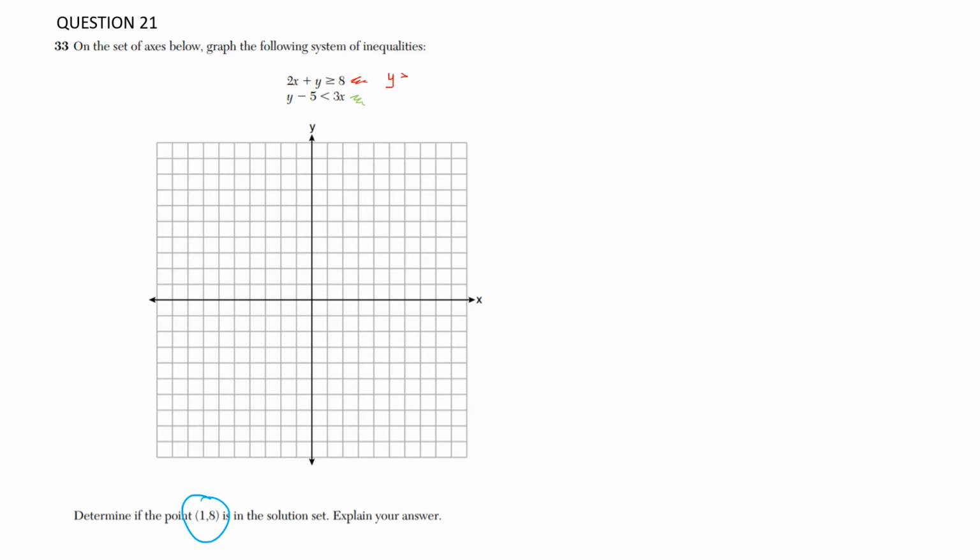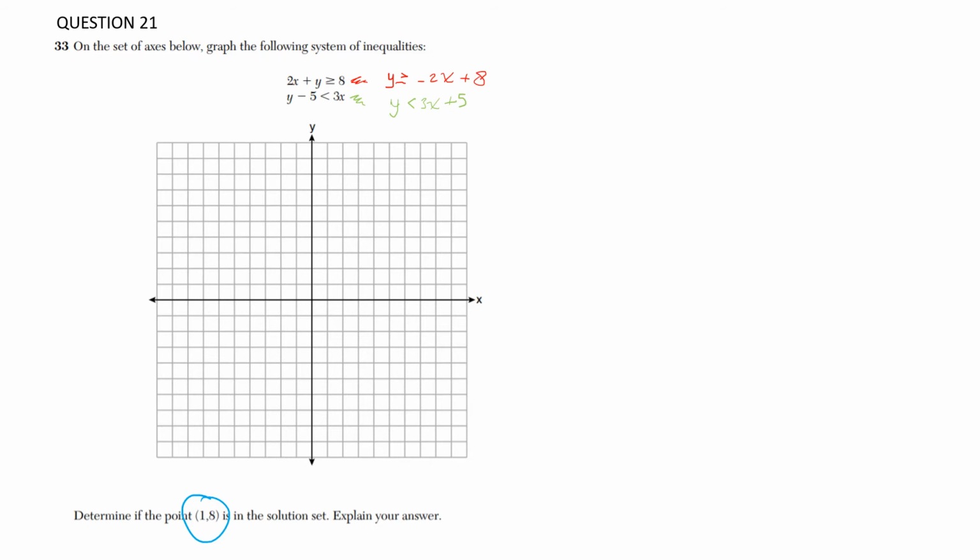So y is less than or equal to negative 2x plus 8, just subtracting 2x from both sides. And I'm going to use my green pen here. And if we do the second one, we'll get y is less than 3x plus 5. Pretty straightforward. And so we can do a little counting here.